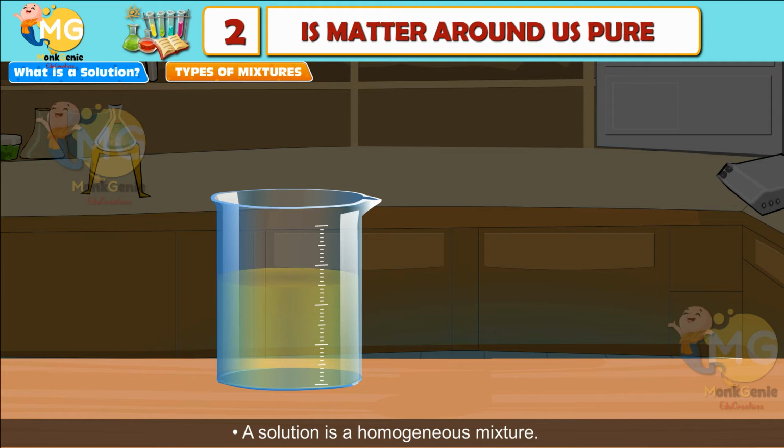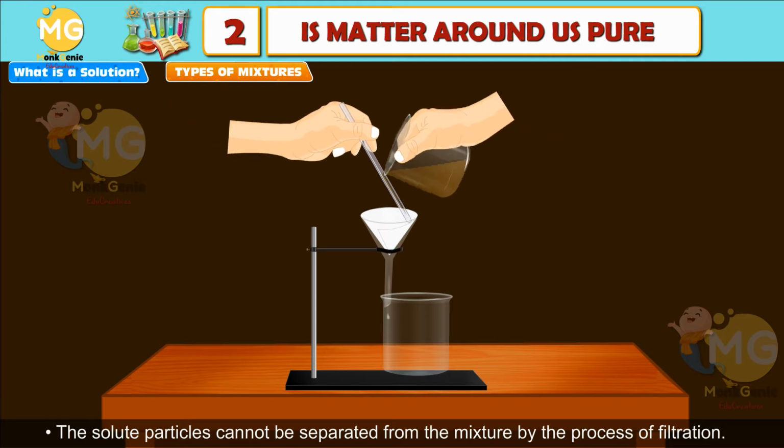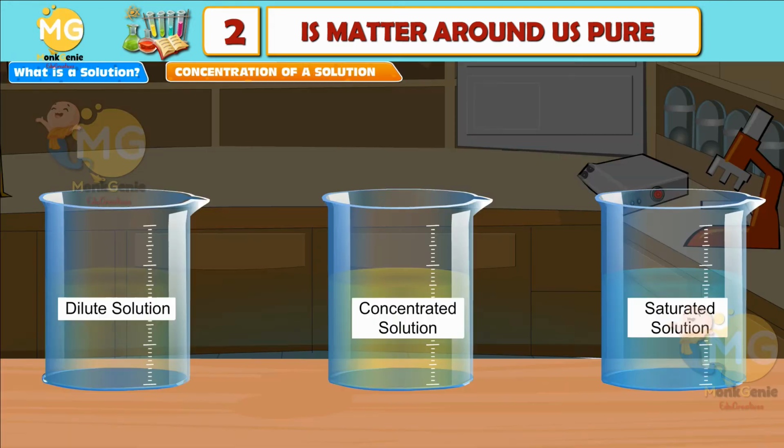Properties of a solution. A solution is a homogeneous mixture. The particles of a solution are smaller than 1 nm, 10^-9 meter in diameter, so they cannot be seen by naked eyes. Because of very small particle size, they do not scatter a beam of light passing through the solution, so the path of light is not visible in a solution. The solute particles cannot be separated from the mixture by the process of filtration. The solute particles do not settle down when left undisturbed, that is, a solution is stable.